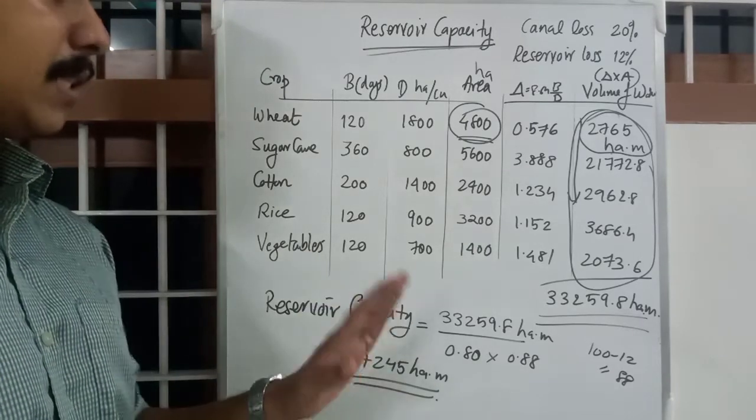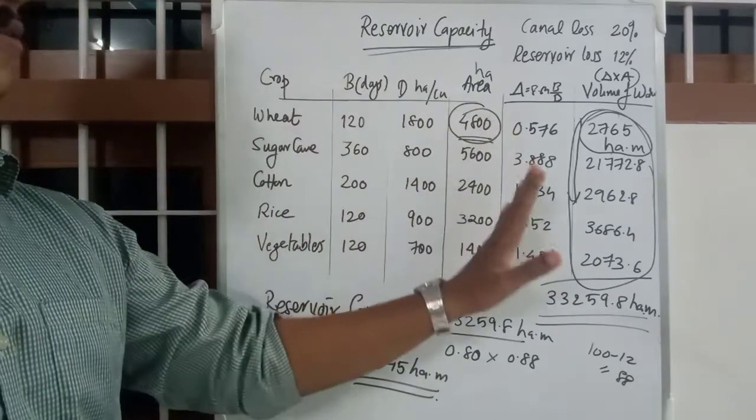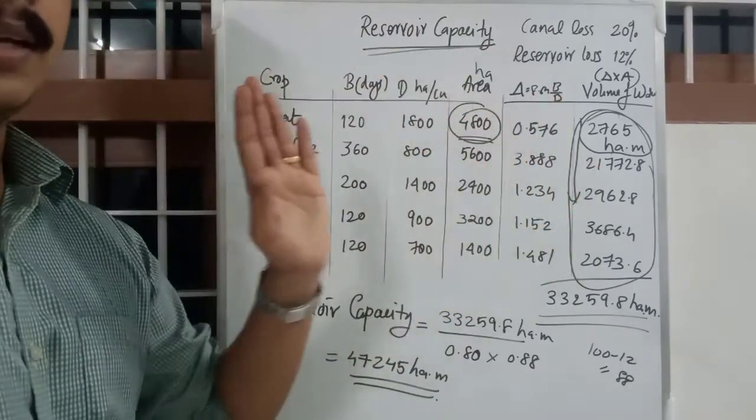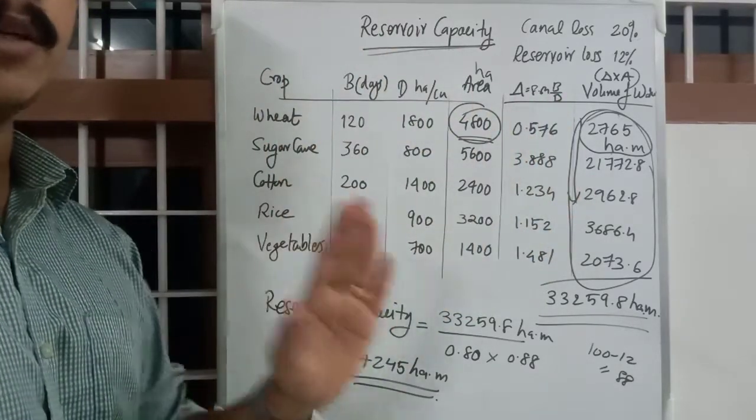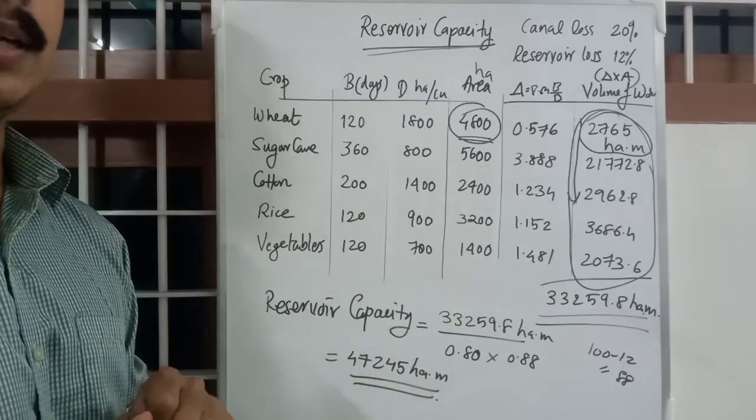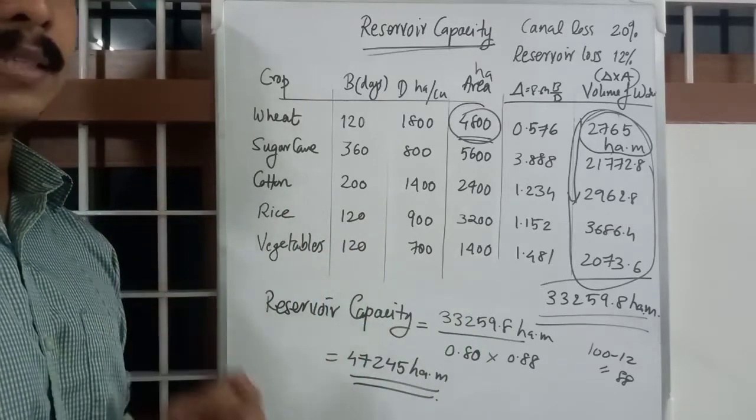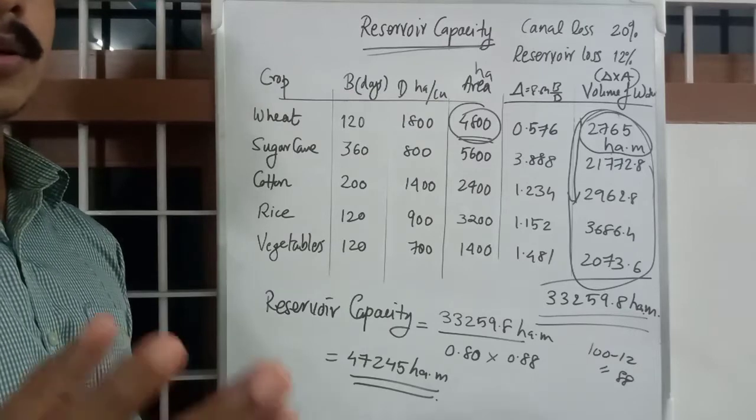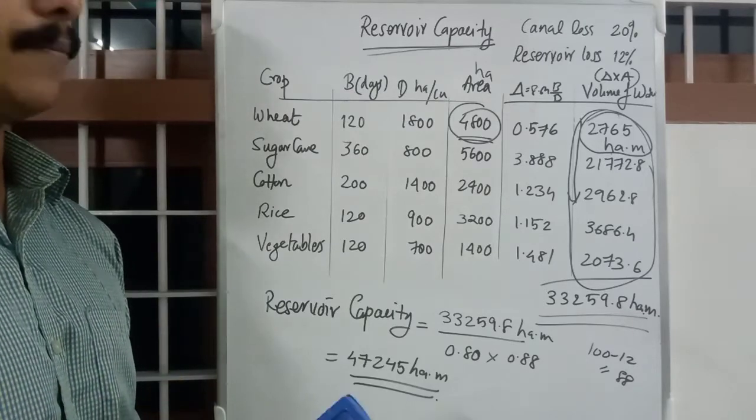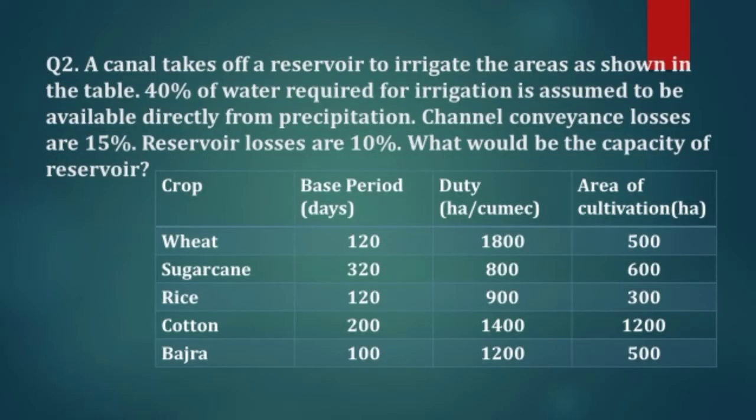So that is the reservoir capacity required to cultivate all these five crops. This is the final output, and this is about the maximum level of numerical problems you can have from the duty and delta portion. So be prepared for the exams, and ask your questions or doubts if you need. Thank you. Try to do a similar problem by yourself, using the same methodology, with one extra value: 40% of the water required for irrigation is assumed to be available directly from precipitation. It's very simple. Think about it and try to get the answer.